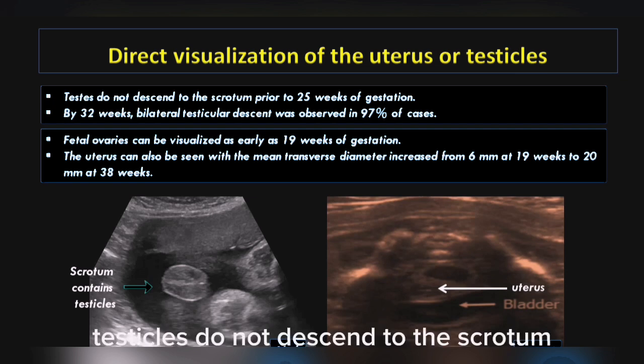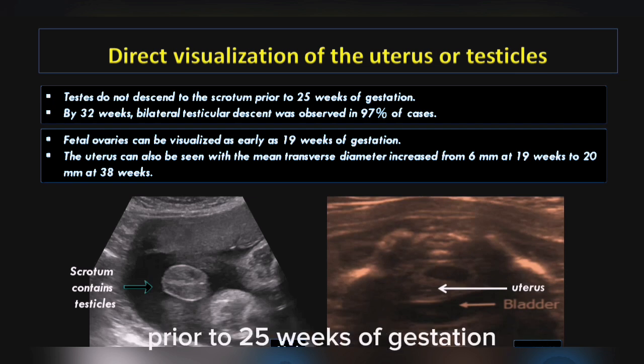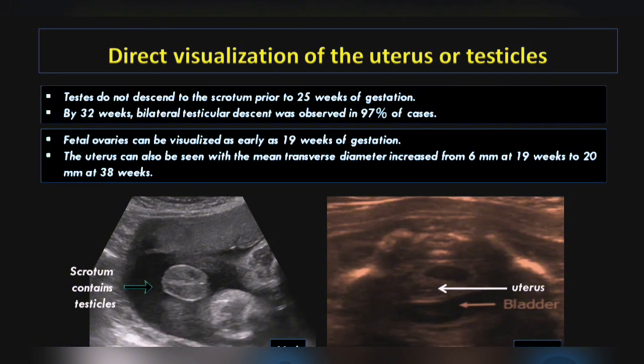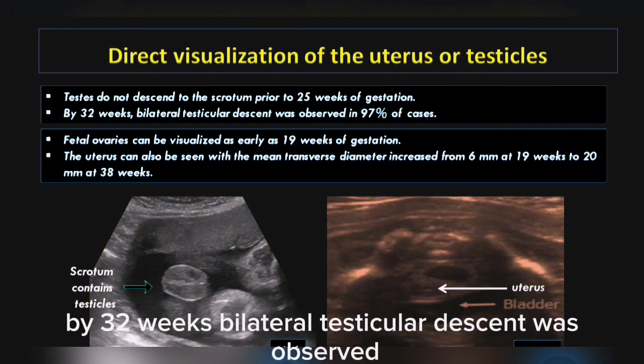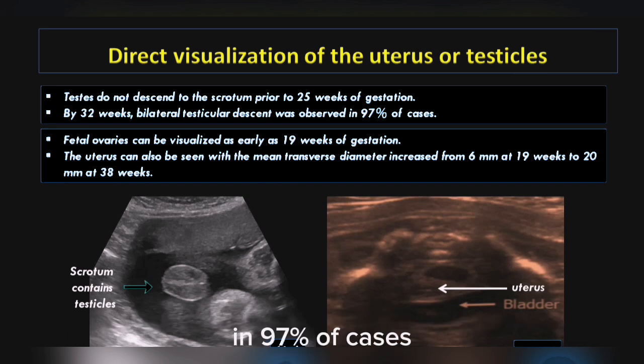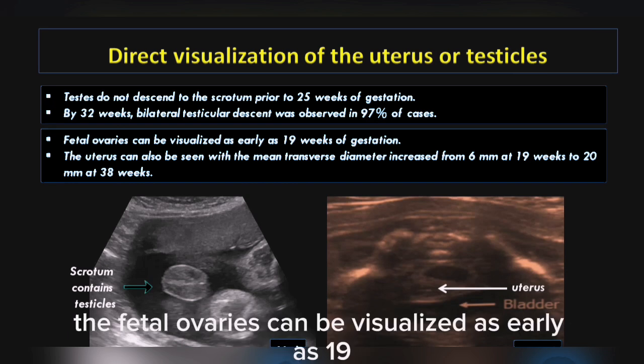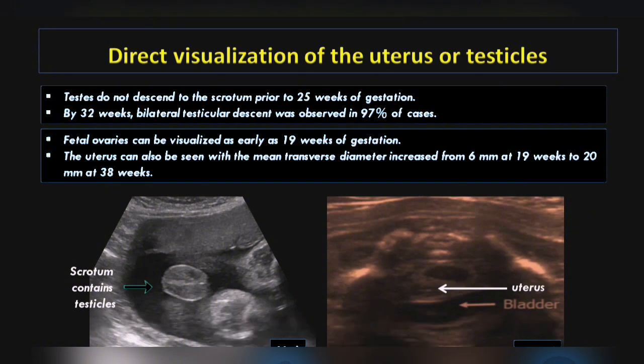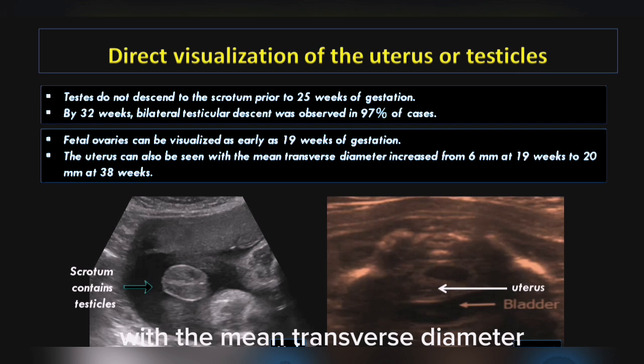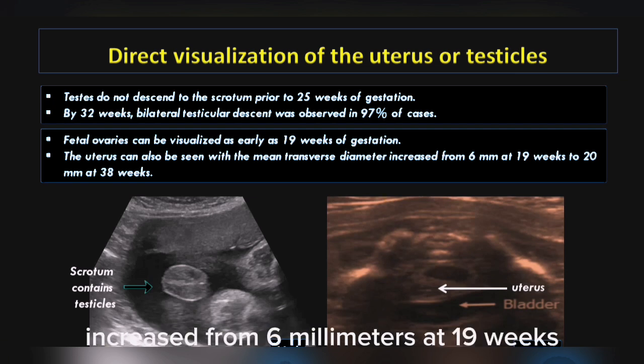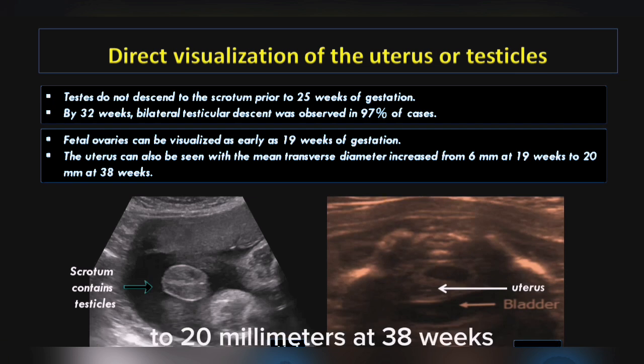Testicles do not descend to the scrotum prior to 25 weeks of gestation. By 32 weeks, bilateral testicular descent was observed in 97% of cases. The fetal ovaries can be visualized as early as 19 weeks of gestation. The uterus can also be seen, with the mean transverse diameter increasing from 6 millimeters at 19 weeks to 20 millimeters at 38 weeks.